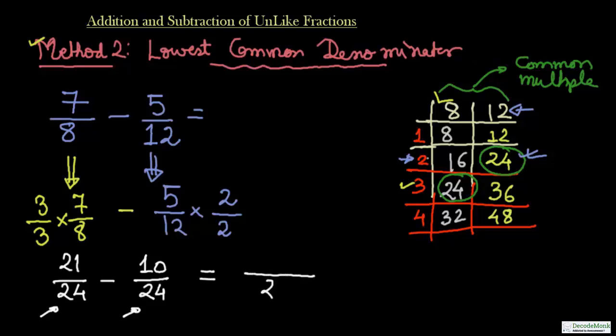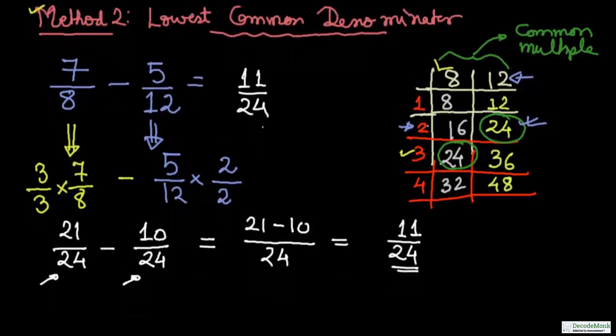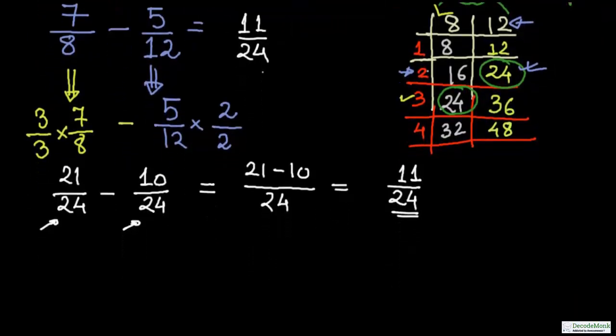So now it's very easy to solve this problem. Leaving the denominator the same and subtracting the numerators, we shall get 11 upon 24. So this is the answer to this question, that is 11 upon 24. At this point, I want to show you that we shall arrive at the same answer if we had applied the earlier method.